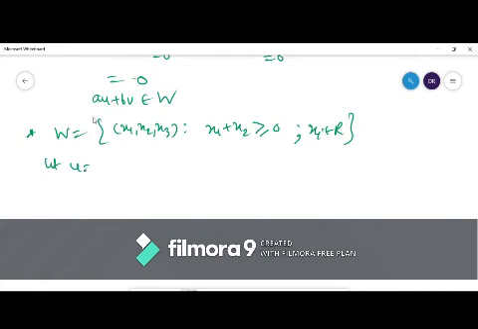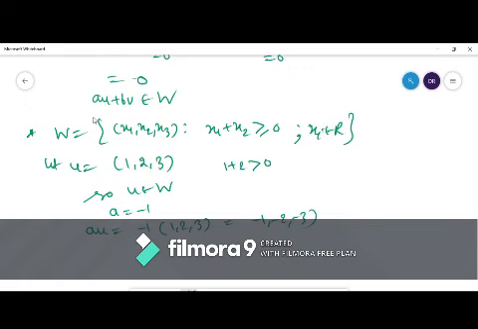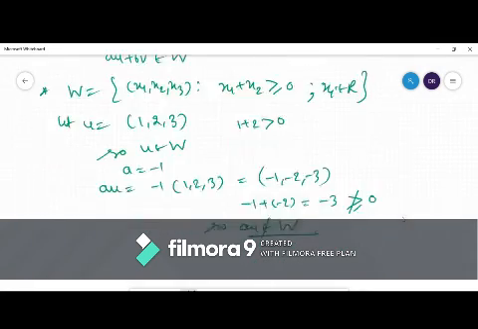Let u is equal to (1, 2, 3). Here 1 plus 2 is greater than 0, so u belongs to W. If we take a equal to minus 1, then au is equal to minus 1 into (1, 2, 3), which is equal to (minus 1, minus 2, minus 3). The sum of the first two elements is equal to minus 3, which is not greater than or equal to 0. So au doesn't belong to W.